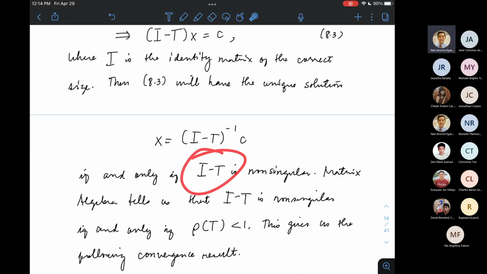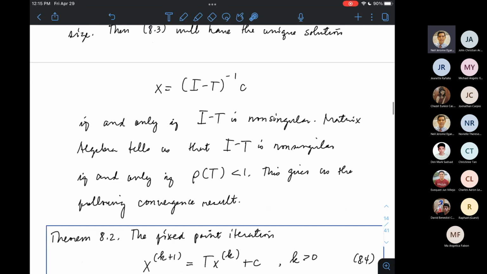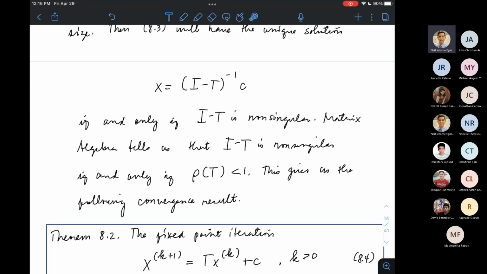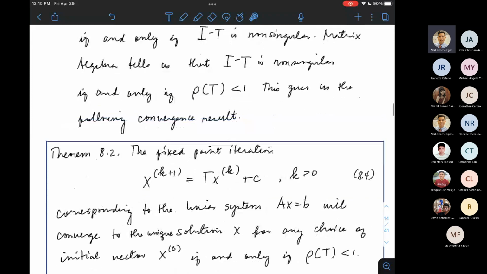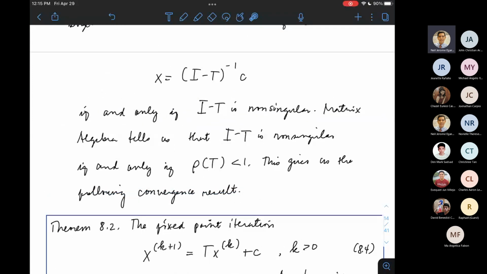And linear algebra tools tells us na yung I minus T ay non-singular if and only if the spectral radius of T is less than 1. Okay? So yun yung condition. Yun yung dapat nating i-check. Okay? So kapag nagbubuo tayo ng isang fixed point iteration, kailangan natin yung iteration matrix T, kailangan ko yung translating vector c.